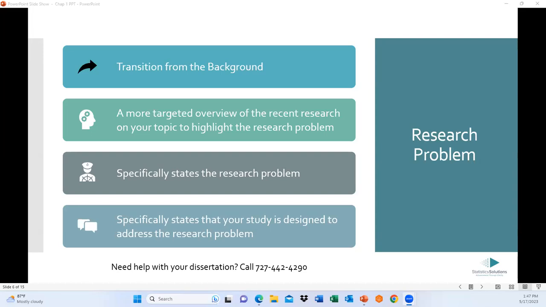Why is the study needed? Well, the study is needed because of this research problem. What's the research problem? Well, we don't have qualitative information on why special education teachers are leaving the field. Okay, so that's the need. That's why your study is needed, because we need qualitative information on why. We need to know why special education teachers are leaving the field. That's the research problem. That's the need. That's what drives your study.